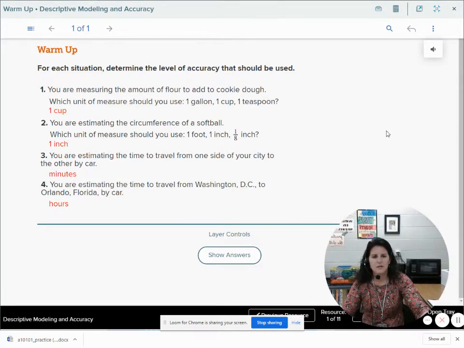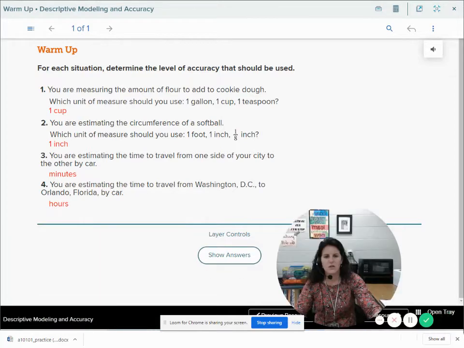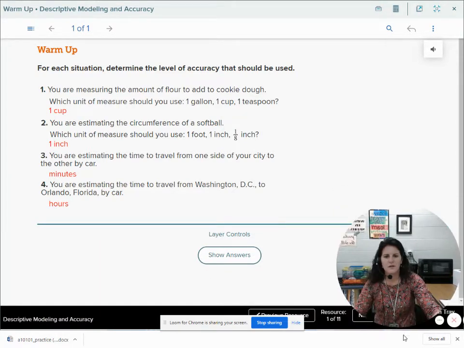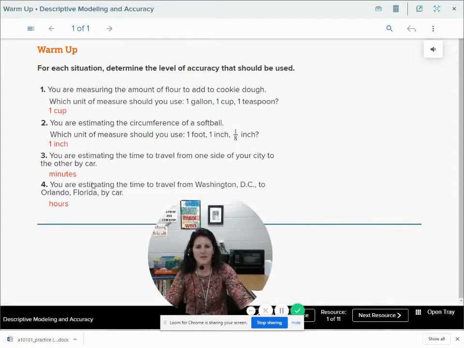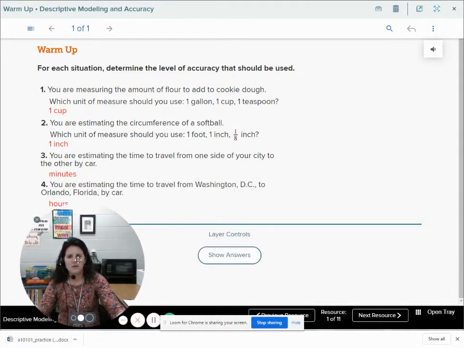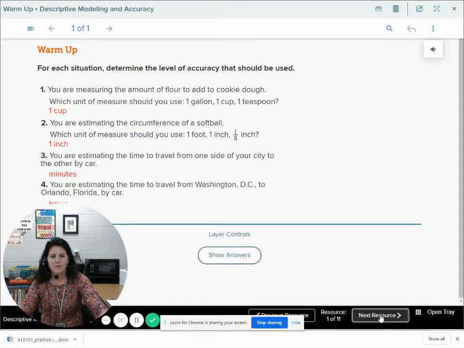All right, I don't know why this is dragging all around. It won't stop. Okay, there we go. Next resource.